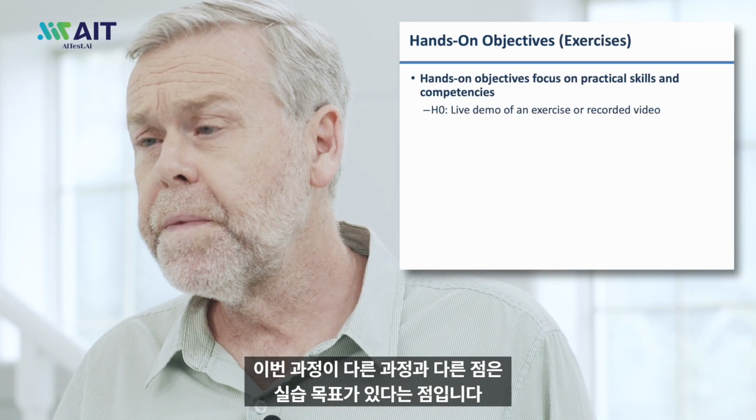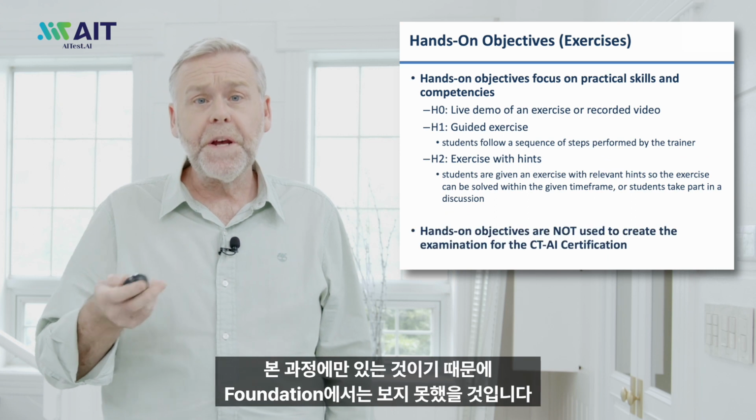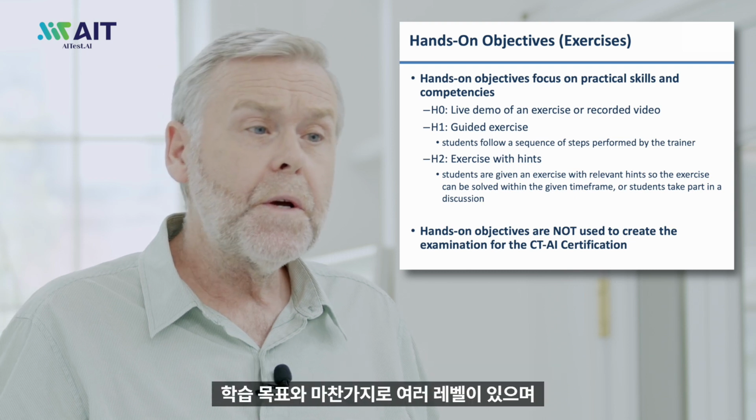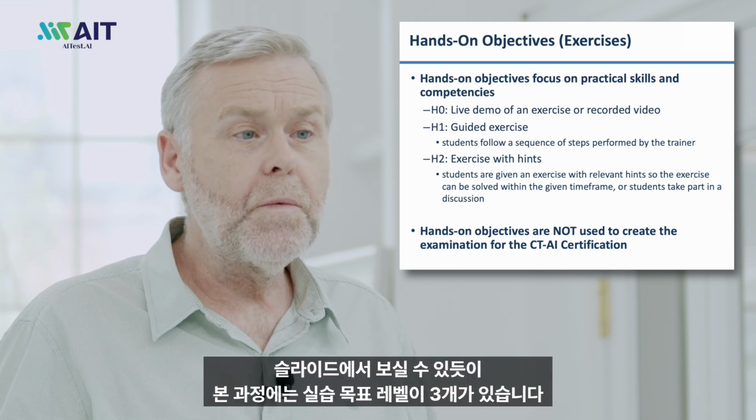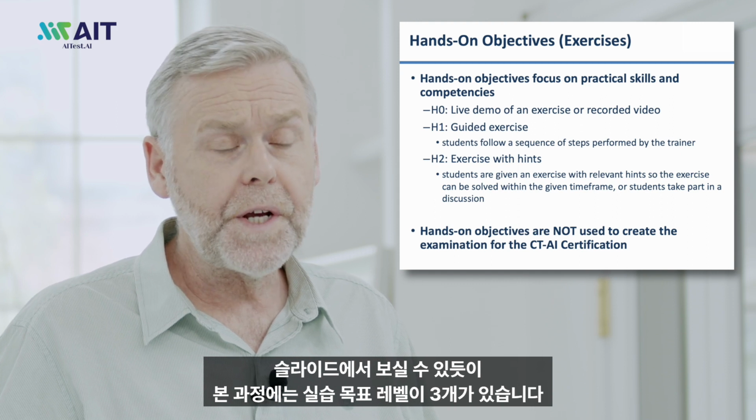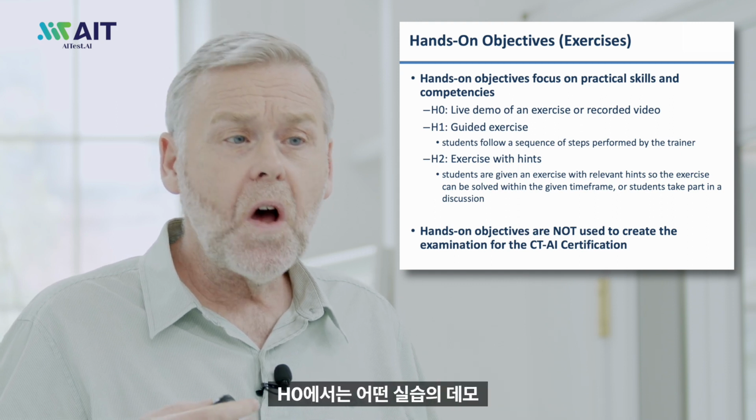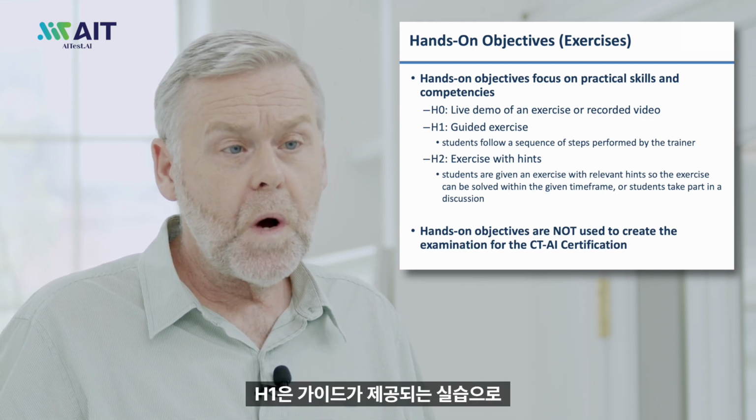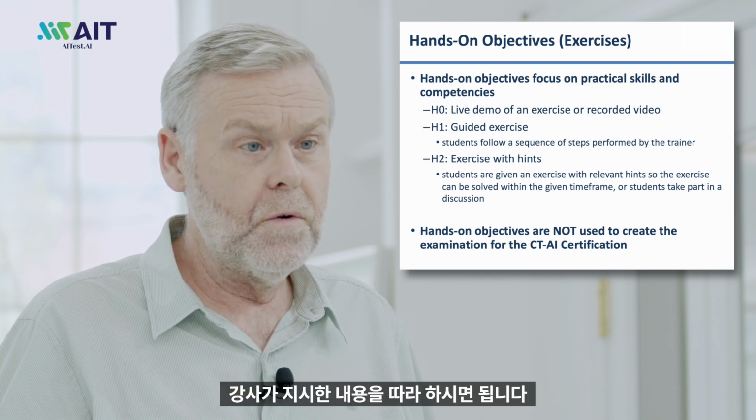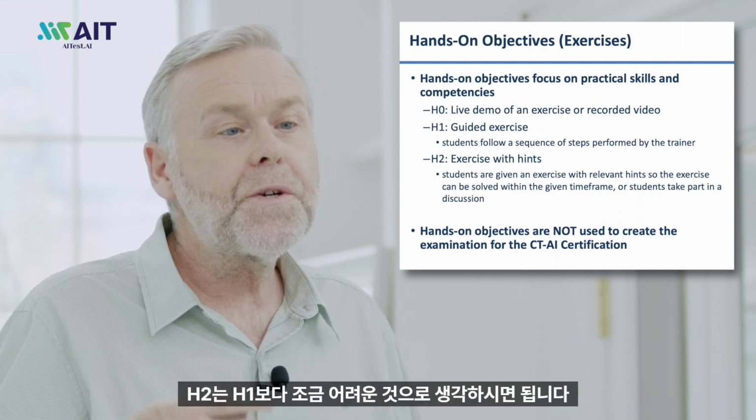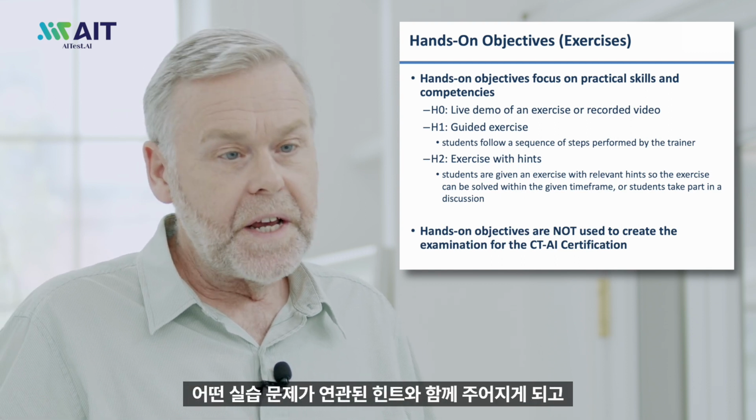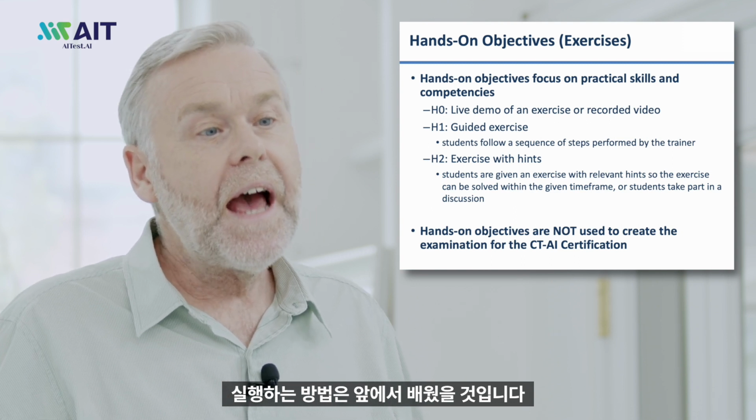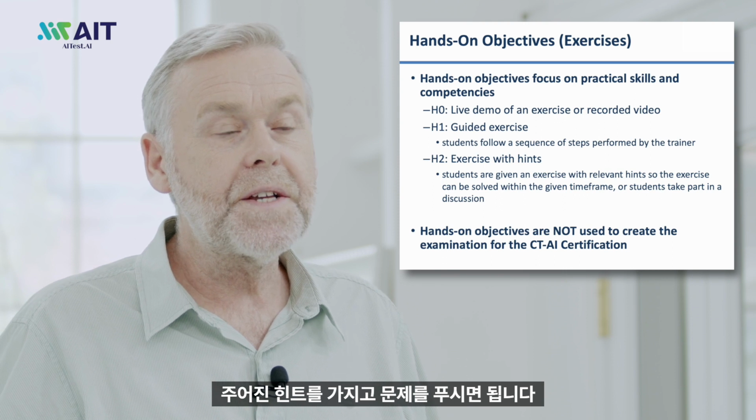Different for this course are hands-on objectives. These are special to this, so you won't have seen these before in foundation level. As with learning objectives, they're at different levels, and you can see here that we've got 3 different levels of hands-on objectives. At H0, it's a live demo of an exercise, or you watch a recorded video. At H1, it's a guided exercise where you follow what the trainer tells you to do. And H2 is just a bit more advanced. You're given an exercise with relevant hints, and you should already have been told how to do this, and you follow the hints and you solve the exercise.